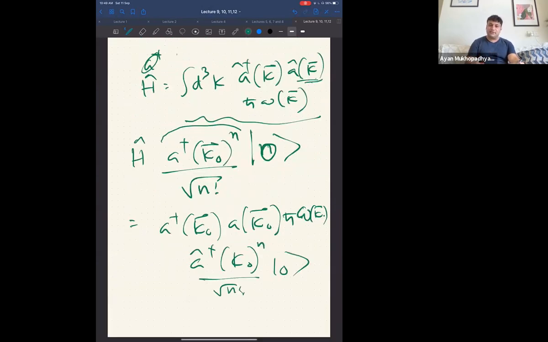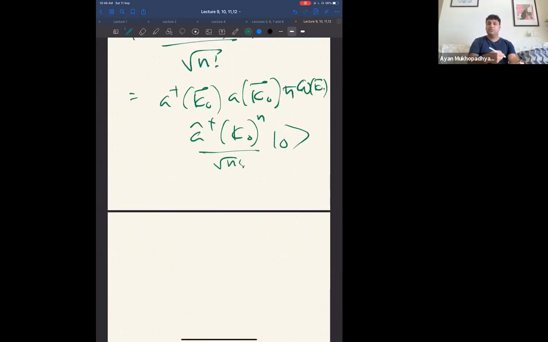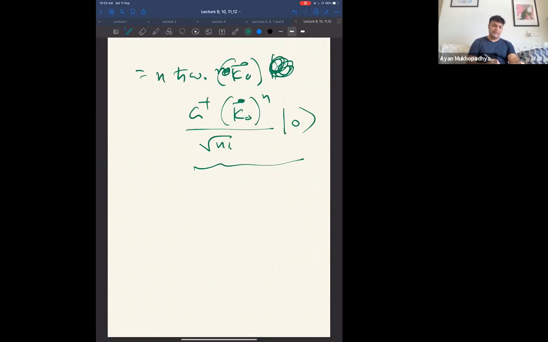And this algebra we already did for the harmonic oscillator last time, right? This is simply the number operator acting on this state, and we computed how to calculate the spectrum. The answer is simply h bar omega k naught times n, times the state. And this state I call simply n_k naught, which means that the occupation number, or the index, is n, right?